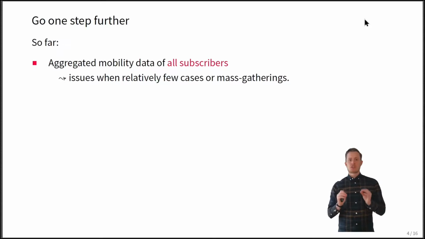But they had to admit that they had issues when there are relatively few cases. So if you're at the beginning of an outbreak or at the beginning of a second wave. And they also had some problems when there were mass gatherings. So events where a lot of people come to one place.